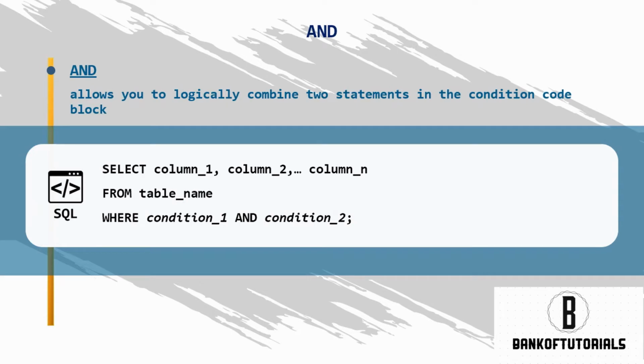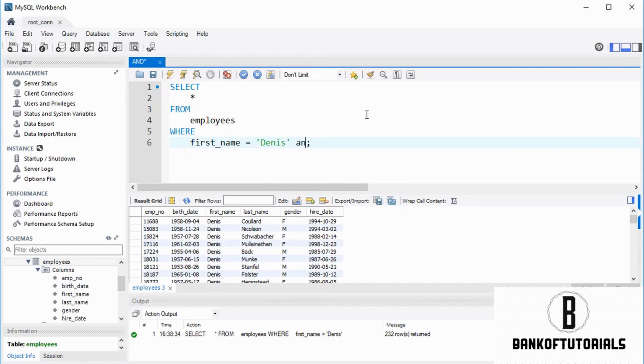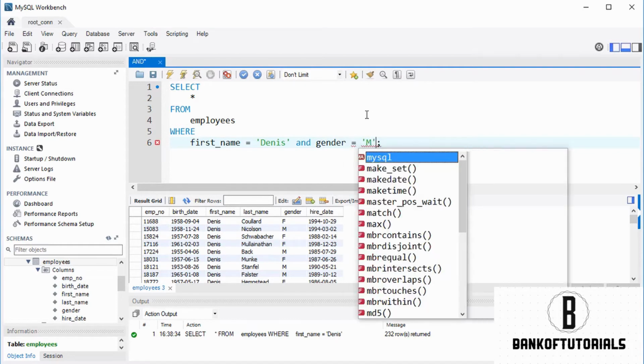The AND operator allows us to narrow the output we would like to extract from our data. Technically, this operator must be placed right after the first condition, first name equals Dennis. It must be succeeded by the second condition we just talked about, male. So, we must type AND gender equals M.